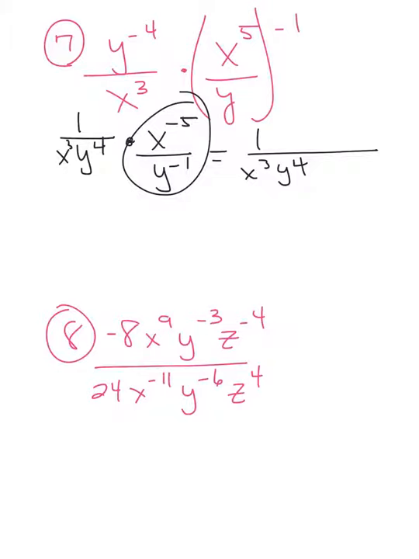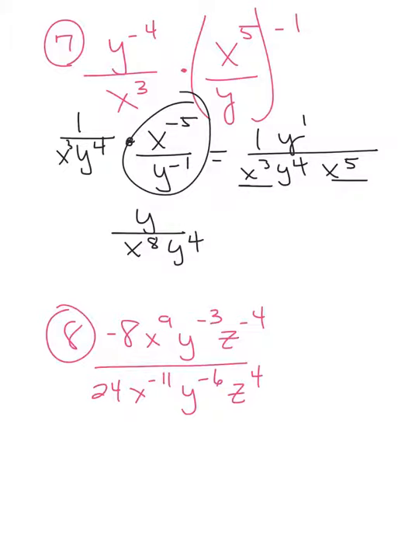Then x to the negative 5 goes to the other side of the dividing line and becomes positive. My y to the negative 1 again goes to the other side of the dividing line and becomes positive. So let's do our last cleanup there. I have 1 times y to the first as my numerator, so that can just stay as y. And then I have x to the third times x to the fifth, which gives me x to the eighth over y to the fourth.